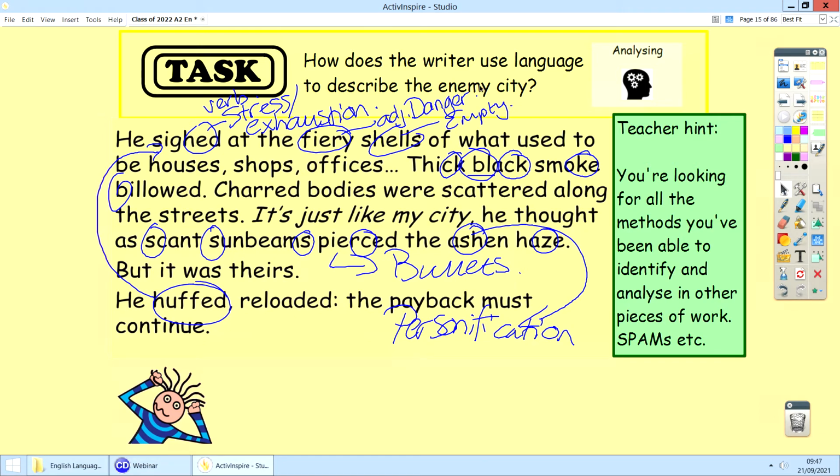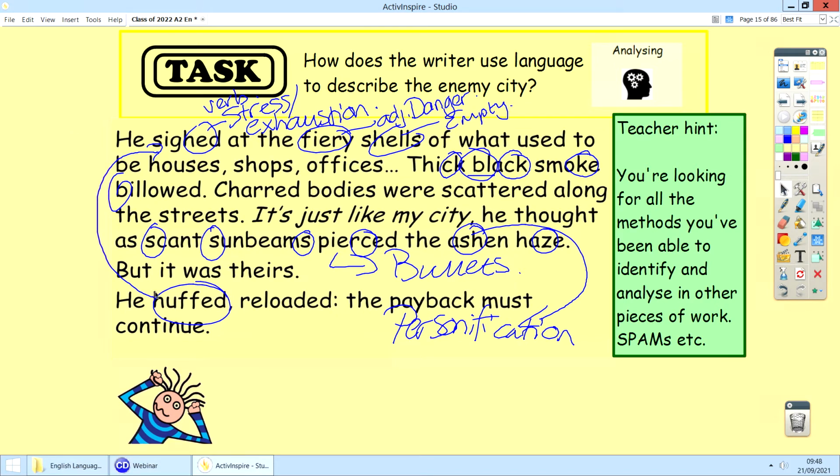Charred bodies, so we talked about how this is quite horrific in terms of its imagery. Charred meaning having been burned to death or burned. So perhaps they died before they were burned, but in the worst case scenario, if this writer wanted to increase the harrowing image, they're scattered along the streets as though they'd been running, perhaps. And we talked about the scant sunbeams pierce the ashen haze. We talked about how this might sound like bullets going through the air. We also talked about scant sunbeams. If somebody is scantily clad, it means they're not wearing much. Scant sunbeams, meaning there isn't a lot of light because of all the black smoke that's billowing.